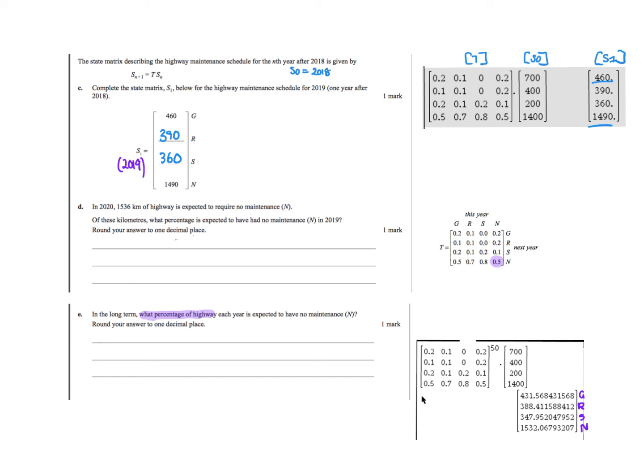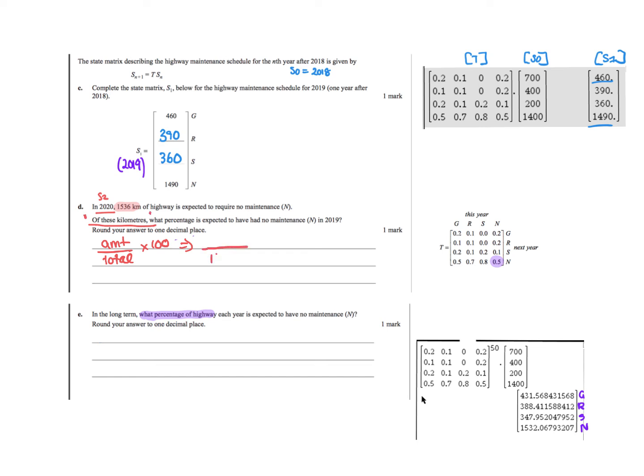So in 2020, so let's just be careful. In 2020, that would be S2. 1,536 kilometres were expected to require no maintenance. So of these kilometres, so they're talking about these kilometres here, what percentage is expected to have had no maintenance in 2019? So when you're asked to get a percentage, we always say the amount over the total times 100. Now, when they say of these kilometres, that's generally wording for the total.